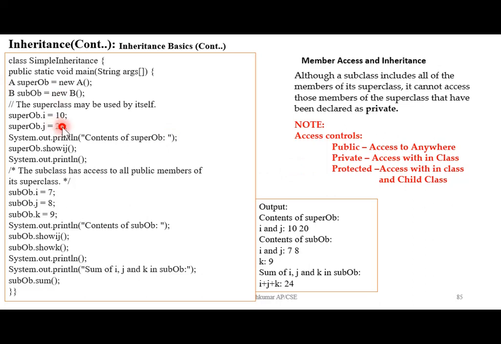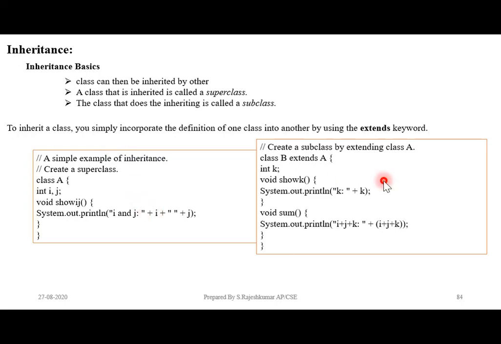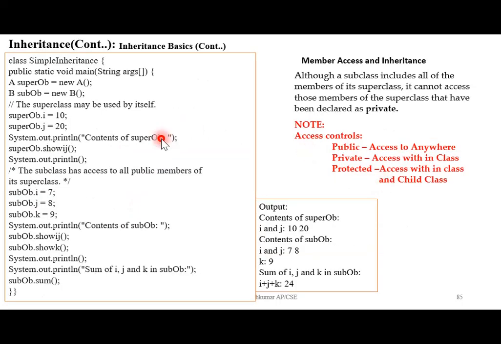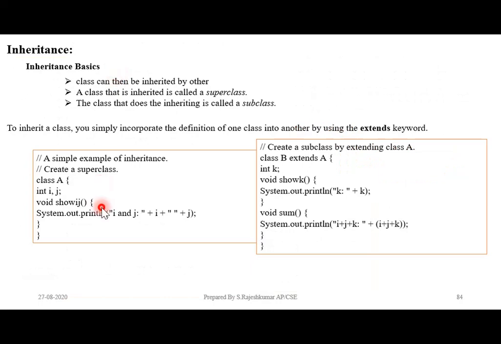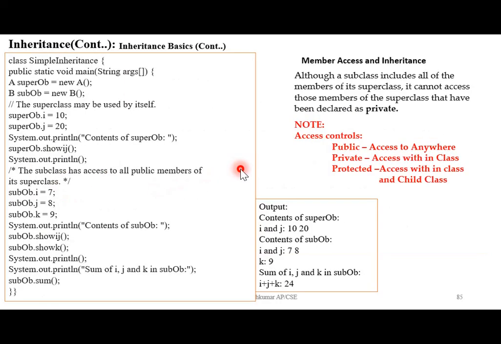This is the main class. Previously we created two classes, one a base class and another a child class. Now we are creating the main class. The class name is SimpleInheritance. We are creating the main function here, right? And we have created objects for both class A and B. So we are going to create objects of A and B. The object reference variable for A is superOb, and the reference variable for B is subOb.